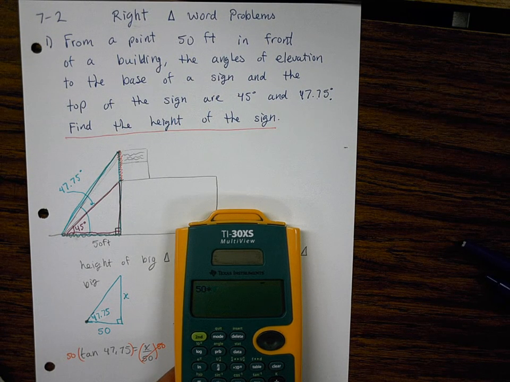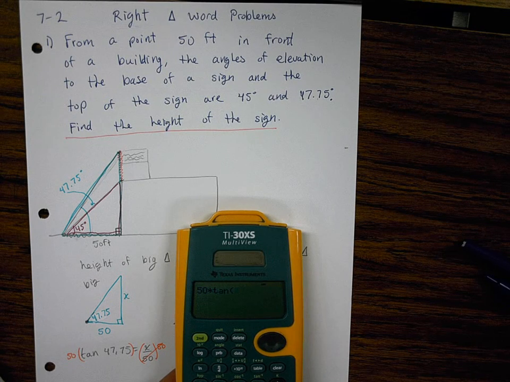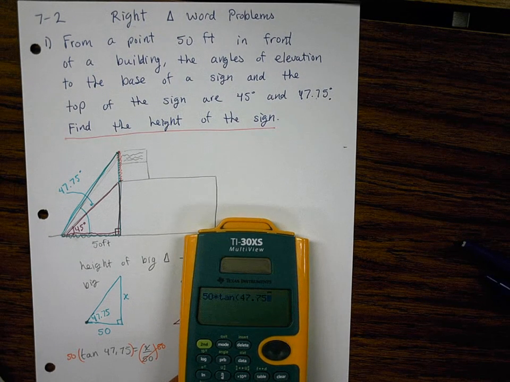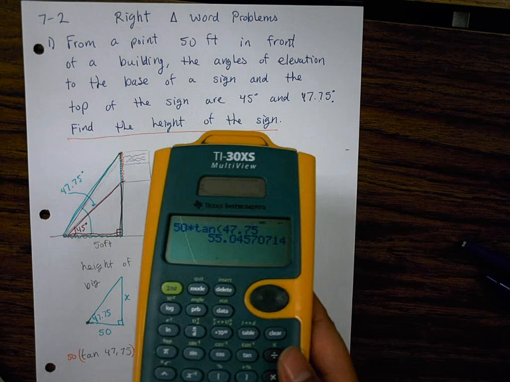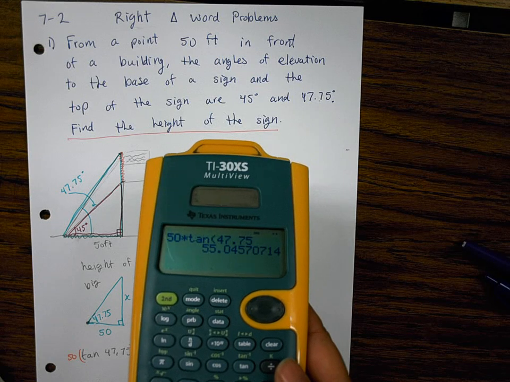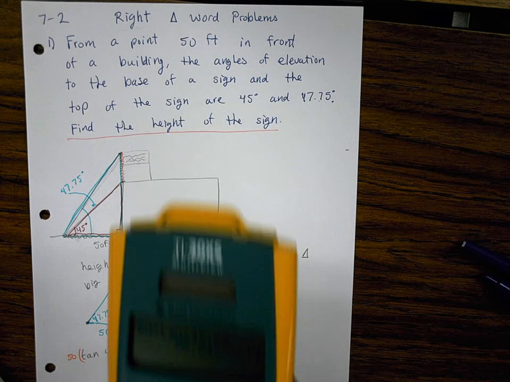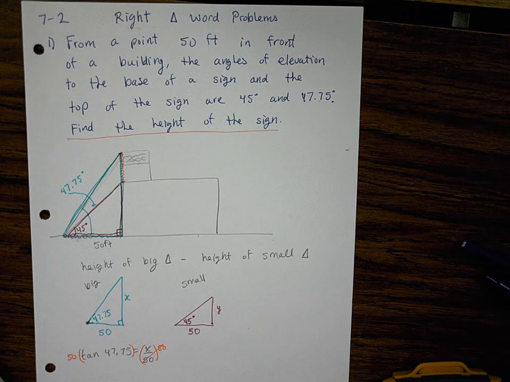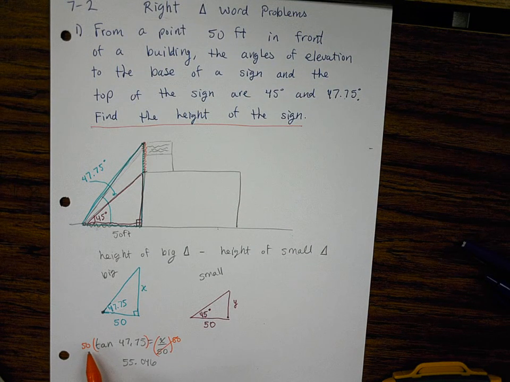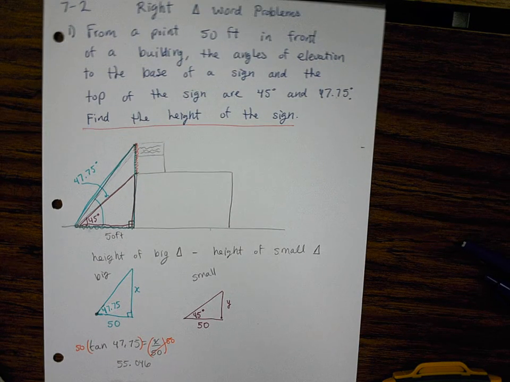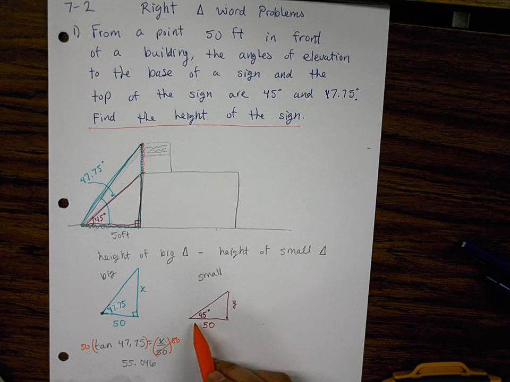Don't know if you guys can see that very well. 50 times tangent of 47.75. You can't see it very well because of the lighting in the classroom, but you can plug it in your own calculators. 55.046 when you round to the nearest thousandths. Again, I just typed into my calculator 50 times tangent 47.75. Got this as my answer.